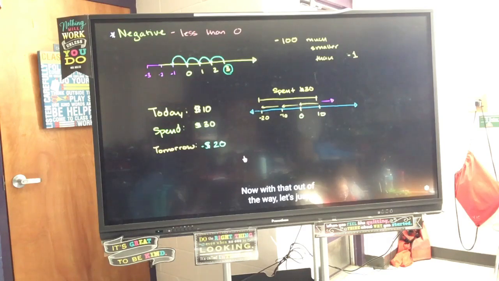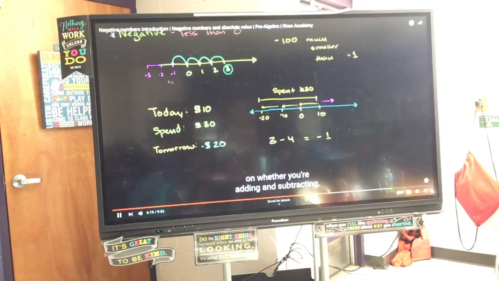Now with that out of the way, let's just do a couple more pure math problems and think about what it means if we were to say, let's say 3 minus 4. So once again, this is exactly the situation that we did here with the temperature. We're starting at 3 and we're subtracting 4. So we're going to move 4 to the left. We go 1, 2, 3, 4. So that gets us to negative 1. And when you're starting to do this, you really understand what a negative number means. I really encourage you to visualize the number line and really move along it depending on whether you're adding or subtracting.